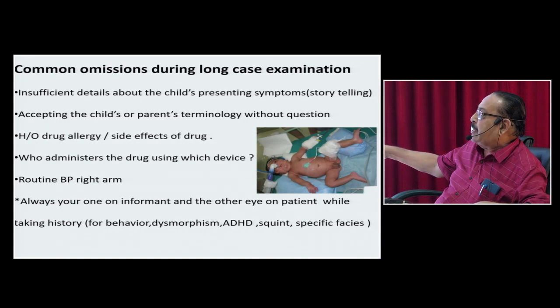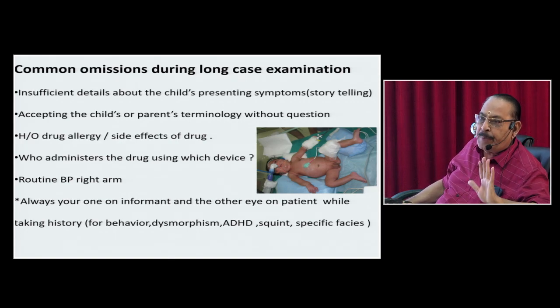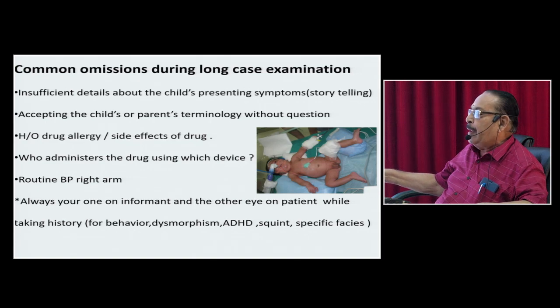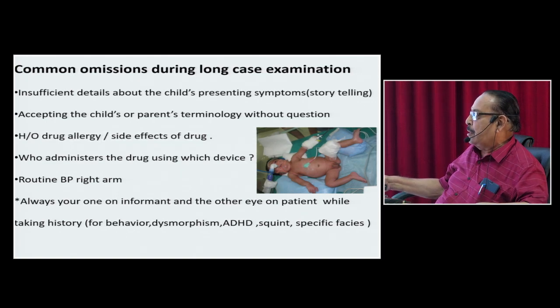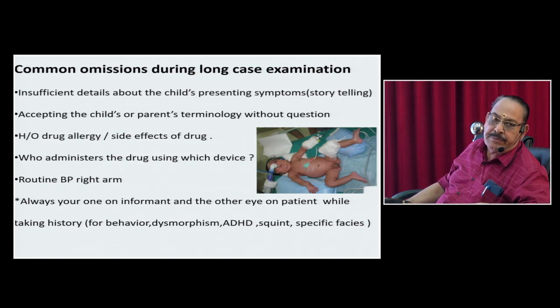Who administers the drug and how, the device? A little too much, but I am happy if you mention at least the drug allergy. Routine BP on the right arm is a must. Always one eye on the informant and the other eye on the patient is a must.